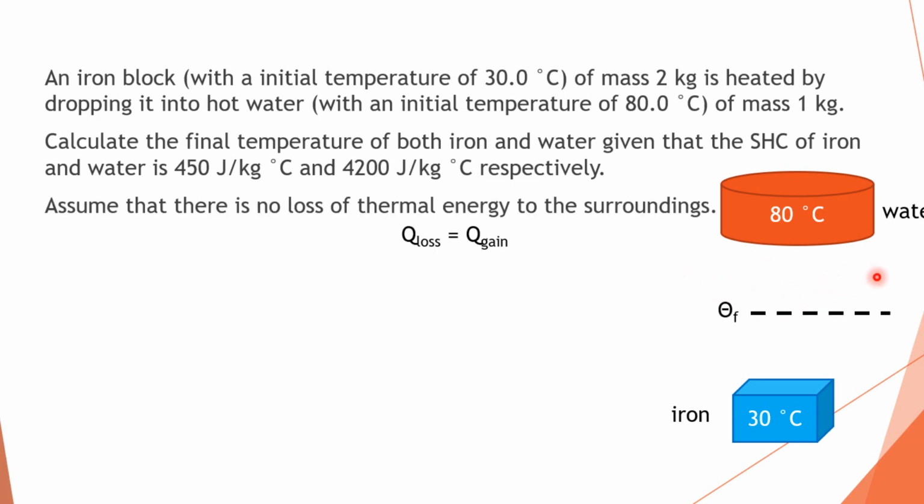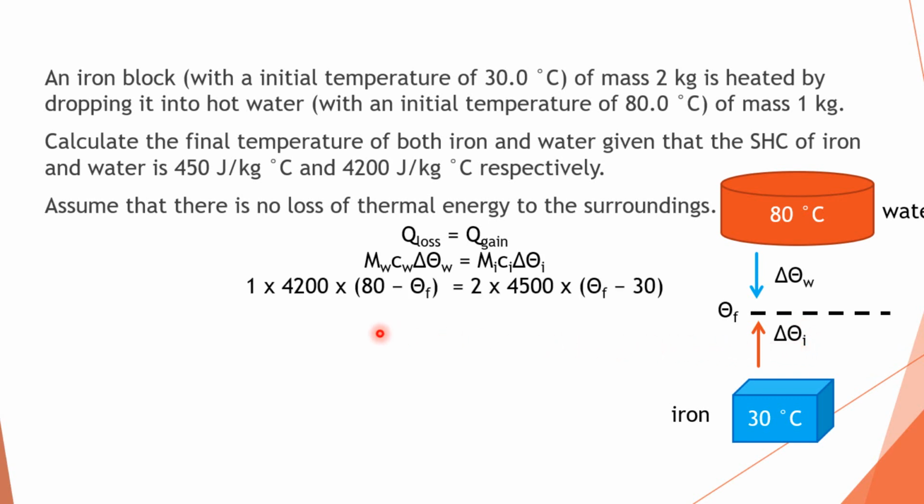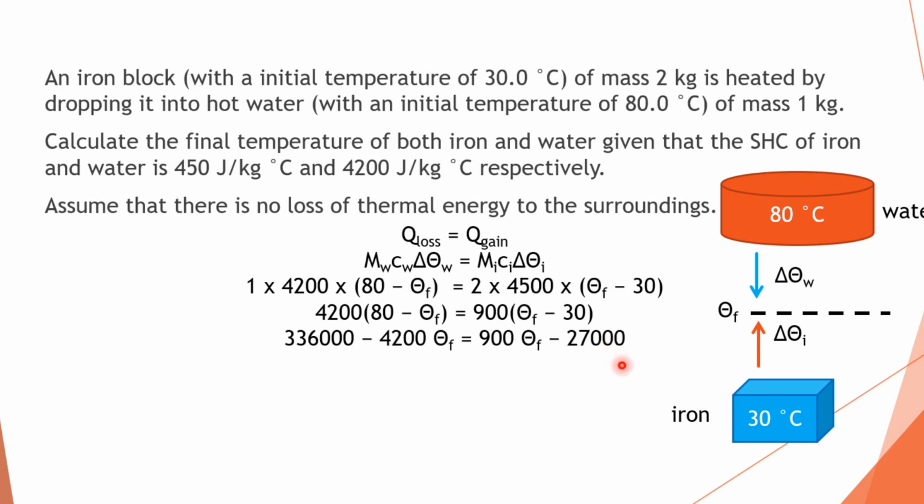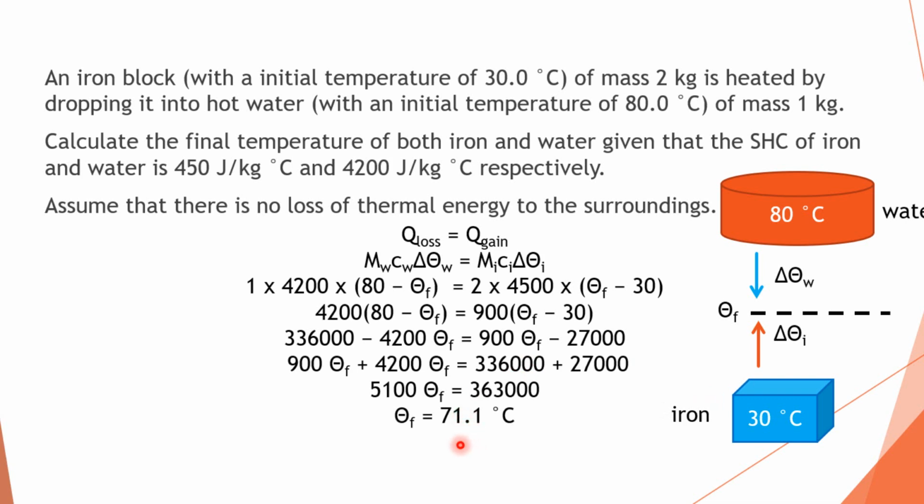So that's how I view it. The method is still the same, except that this time around the water is the one that is losing energy, and the iron is the one that is gaining energy. So you have to be careful. This is water and this is iron. The same thing: the temperature drop of water and the temperature rise of iron. Substitute in the values, do the expansion accordingly, and group your theta F together. This time round, your final temperature is 71.1 degrees Celsius, which is closer to the hot water.